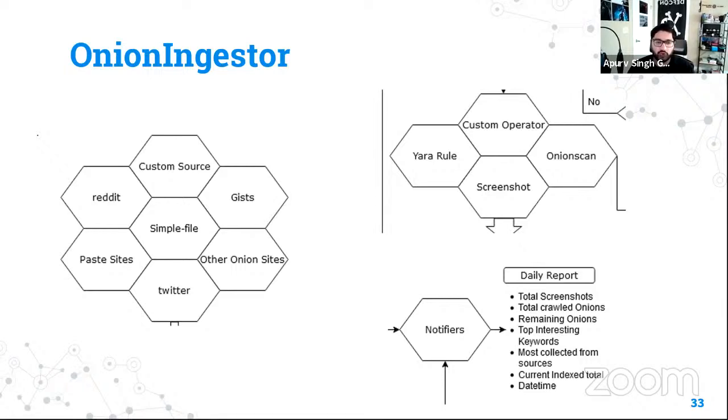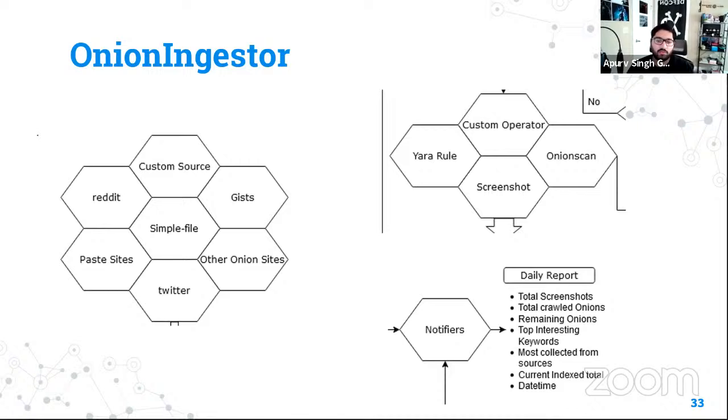And again, you can include your own custom source also. The second is operator. So now once you have all those onion links, what do you want them to do? So there comes the operator. Now in operator, whether you want to take a screenshot of the first page of all those onion links that you have, or the second is if you want to run the onion scan for all those sites. We talked about onion scan in the previous category, so you will know all the correlation, vulnerabilities, etc.